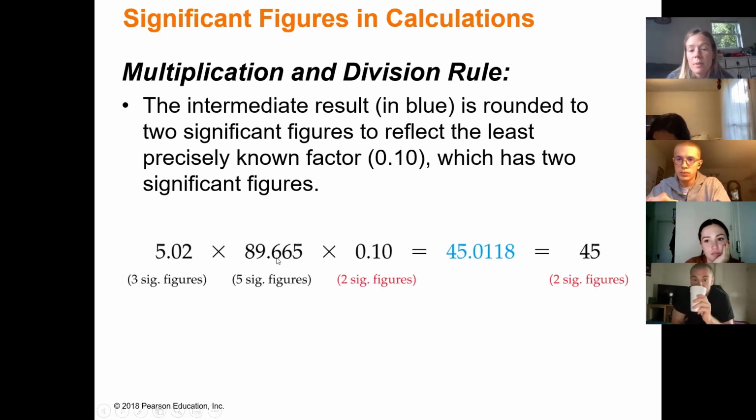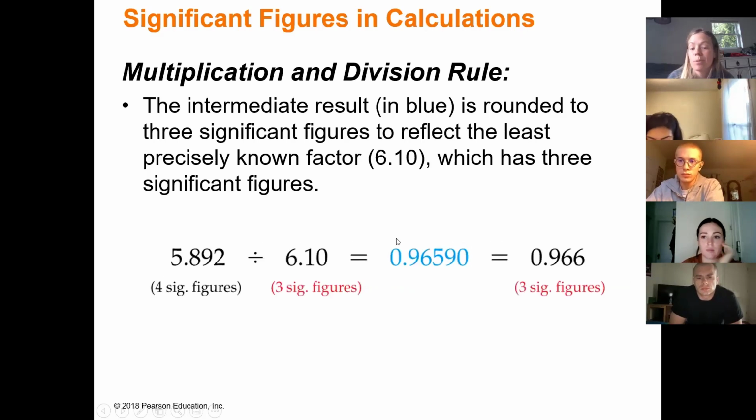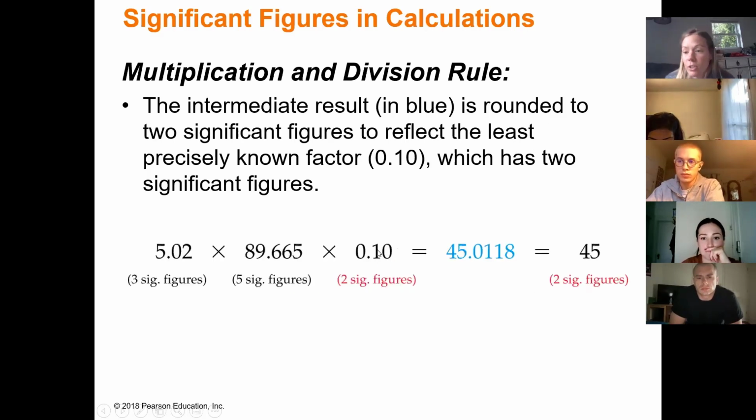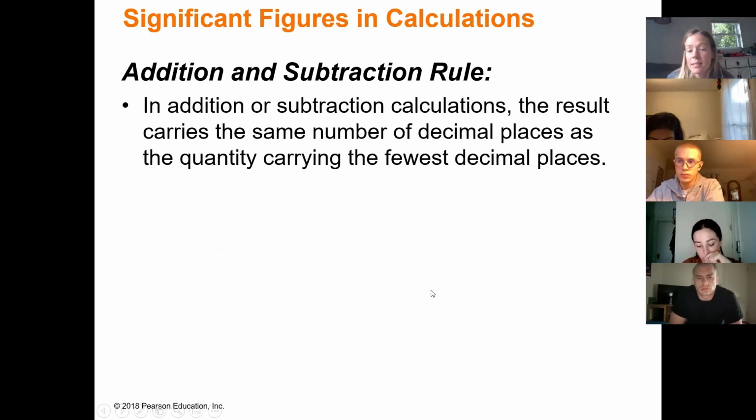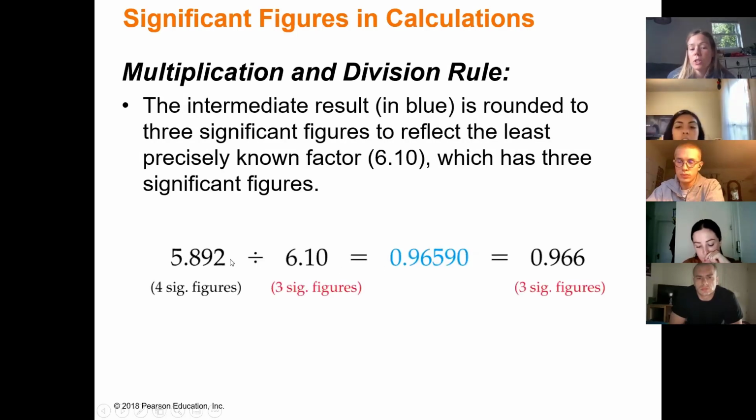So look at these. We're going to multiply these 3 numbers together. This one has 3 sig figs. This one has 5 sig figs. This one has 2 sig figs. This is like garbage. You plug it into your calculator and you get this number with all these decimals. Oh, look at how precise my number is. No, we only get to round to two significant figures because we're only as precise as our least precise piece of information. That is also true for division.